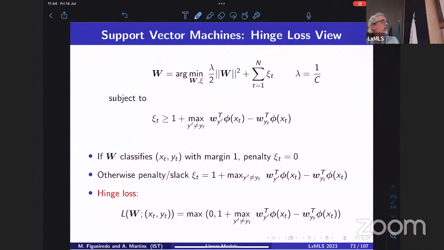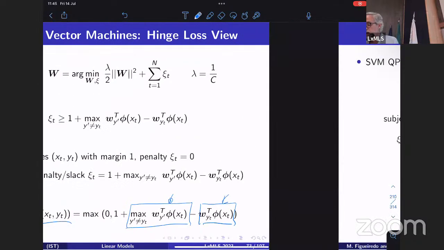This is equivalent to an empirical risk minimization problem where you just sum a loss across all the points, but now the loss looks like this. It looks like you take the maximum of the scores of all the wrong labels, and you subtract it from the score of the right label. You want to make the wrong scores as small as possible, and you want to make the right score as large as possible. That's all. So you want to make this difference as large as possible.